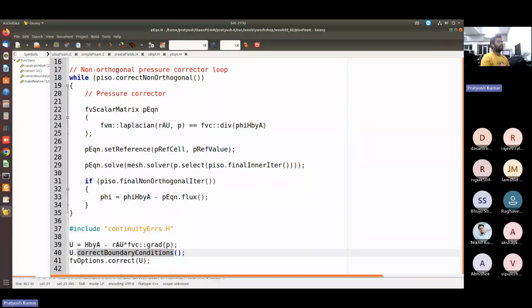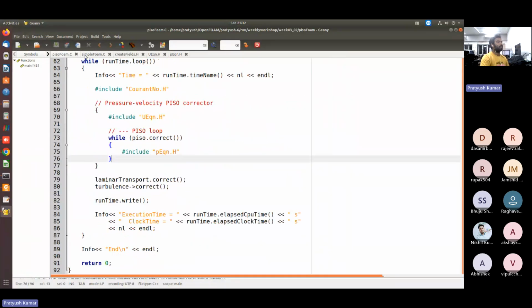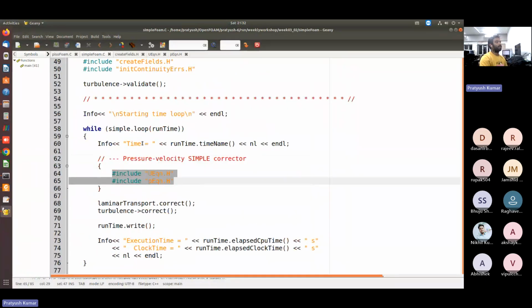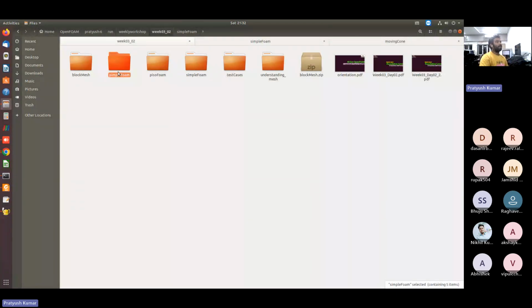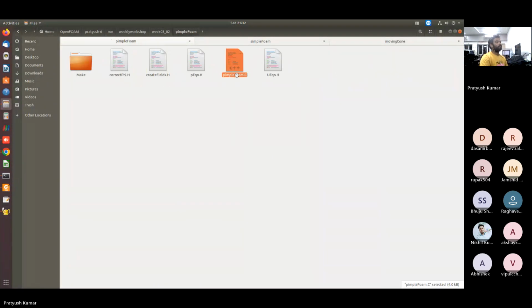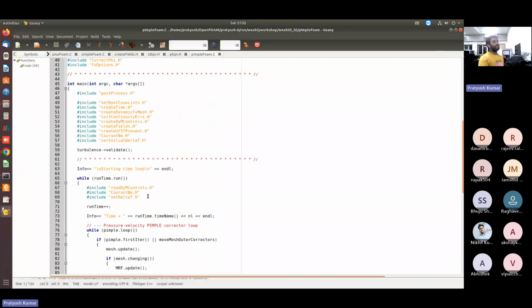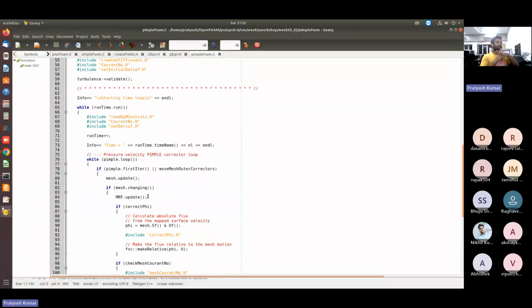So there is a slight difference between the simple form and the PISO form. I think you now have a clear idea about the difference between the PISO and simple form. Okay, now let me open the pimple form. So at this level, if you still have some confusion about the simple form or PISO form, we are going to do one session on coding the simple form from the zero level.